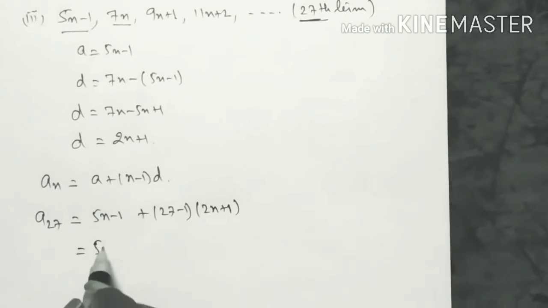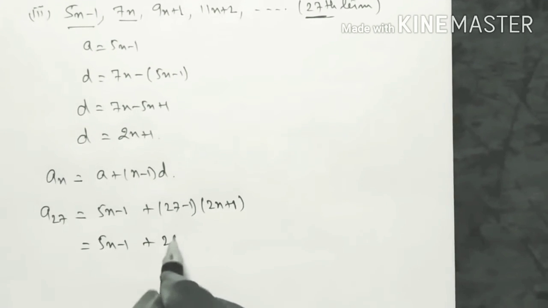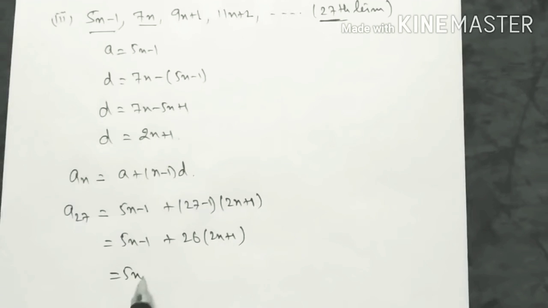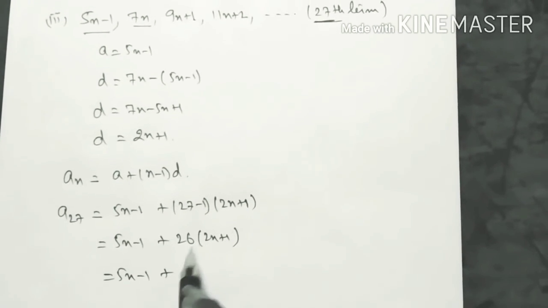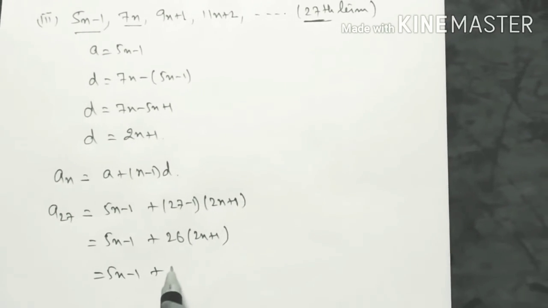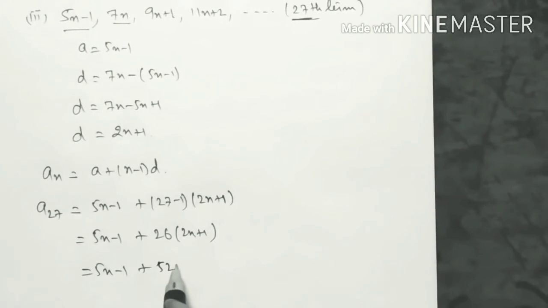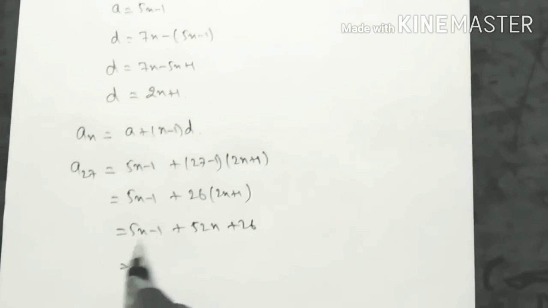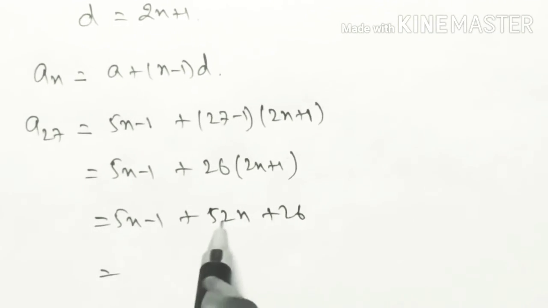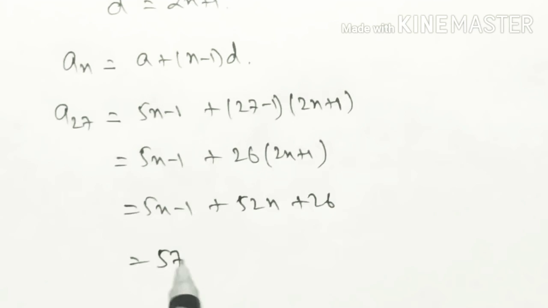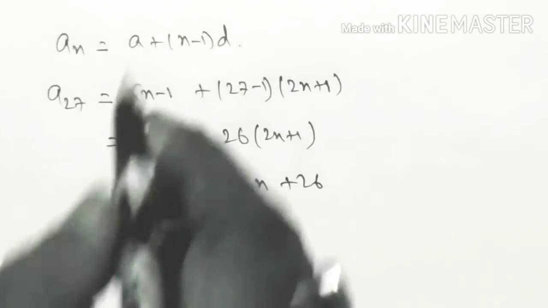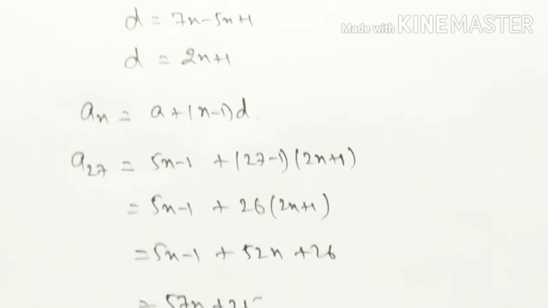So this comes out to 5n minus 1 plus 26 into 2n plus 1. So 5n minus 1, this comes out to 2 6s are 12, 2 2s are 4, 1 5, 2 6s are 52, 52n plus 26. So 52 plus 5 is 57. So 57n plus 25. The answer is this, the 27th term.